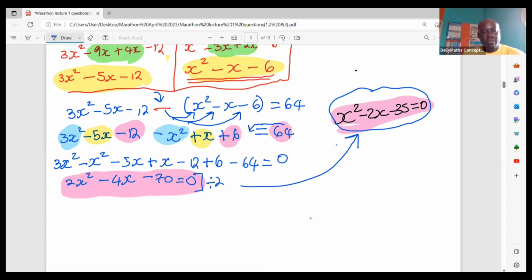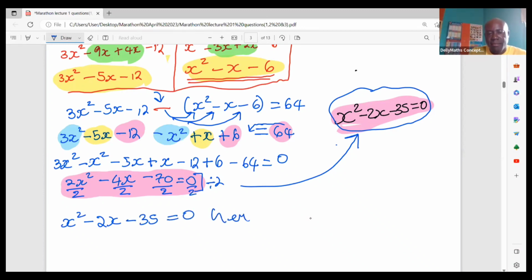Look, if we divide everything by 2, then it's going to transform to that. So now we're going to do it. We're going to say, divide this by 2, you're going to get x squared. You divide this by 2, you're going to get negative 2x. Divide this by 2, you're going to get negative 35. You divide 0 by 2, you're still getting 0. Hence, the proof, true or false.